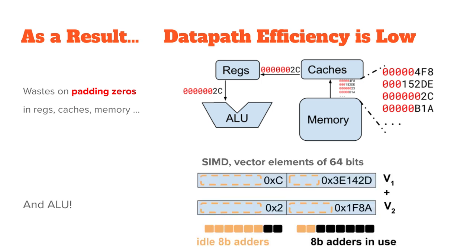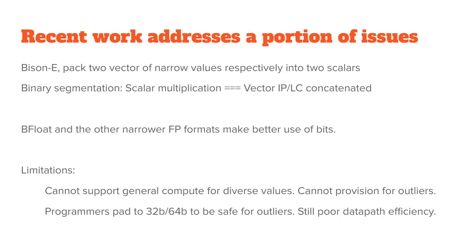The SIMD ALU faces the same issue. With the padding for element-wise alignment, many ALU positions are taken up by the padding zeros and thus wasted. All in all, the data path efficiency is low for lack of proper support for values with diverse bit width. Recent advances only address a portion of the problem around data path efficiency.